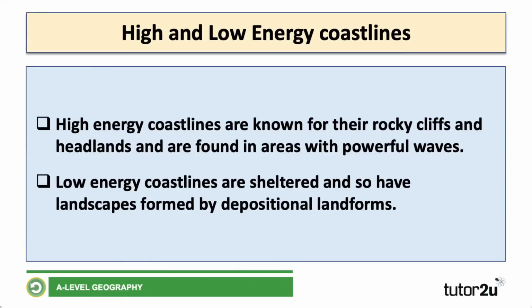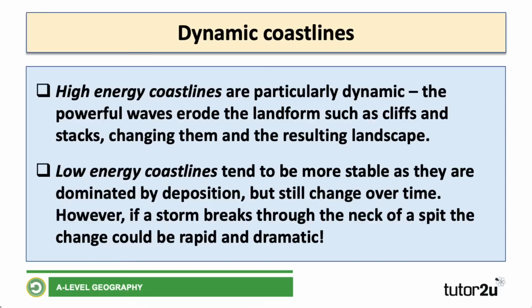Lower energy coastlines are very different. They're sheltered. They have landscapes that are formed mainly by depositional landforms. So when we're thinking about a high energy coastline, they are particularly dynamic. When we're using the term dynamic in geography, we're thinking about something that is changing over maybe quite small timescales. So there's lots of change happening. Powerful waves are eroding landforms such as cliffs and stacks, and they will change, and the resulting landscape will change.